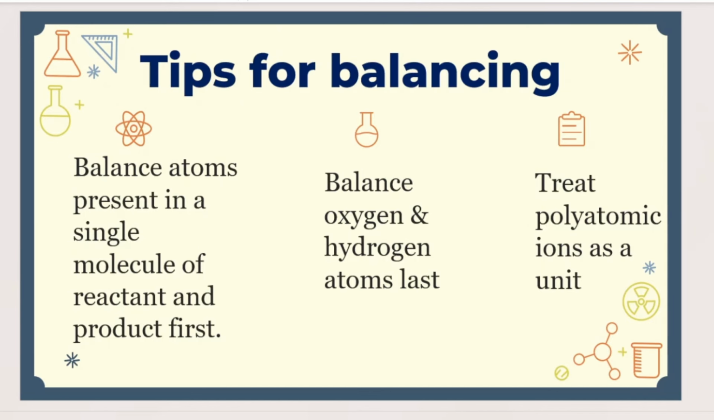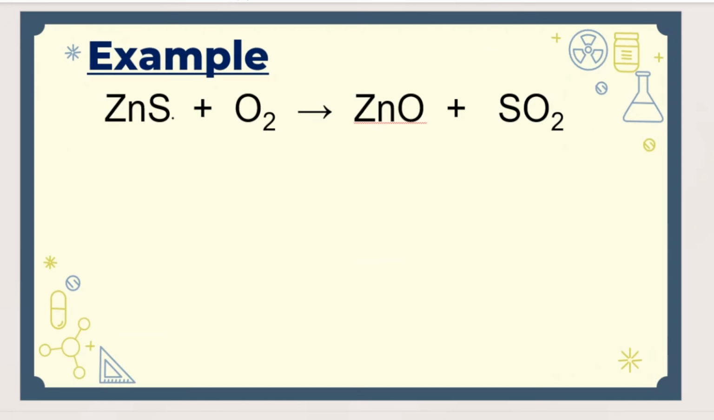Now, for some tips. These tips won't always work, okay? They're kind of guidelines, there to help you. Most of the time, they do make things a little bit easier. So I wrote: balance atoms present in a single molecule of reactants and product first. I'm going to explain what that means now. Sometimes in a chemical reaction, we can have oxygen appearing in multiple products. Like in this example over here, we've got zinc sulfide reacting with oxygen, and there's oxygen over there, and there's oxygen over there.